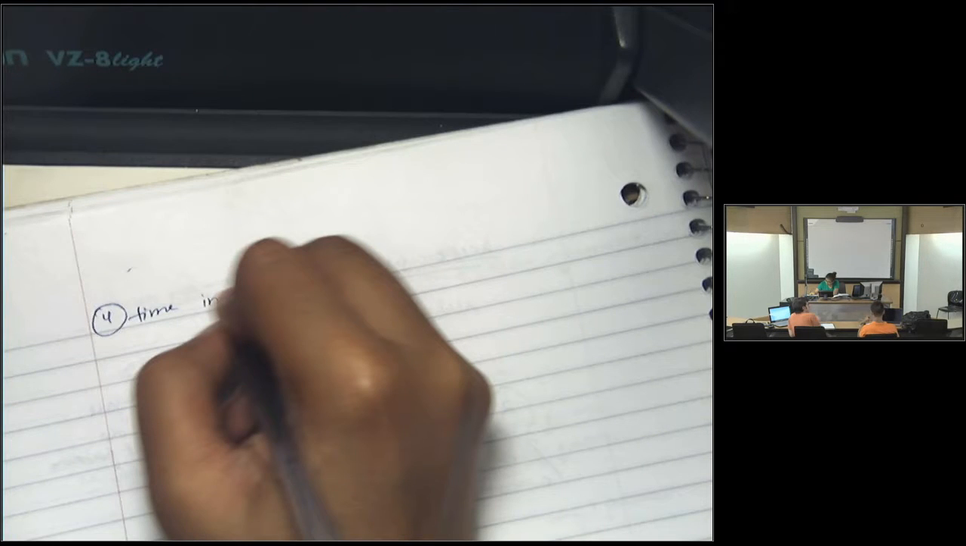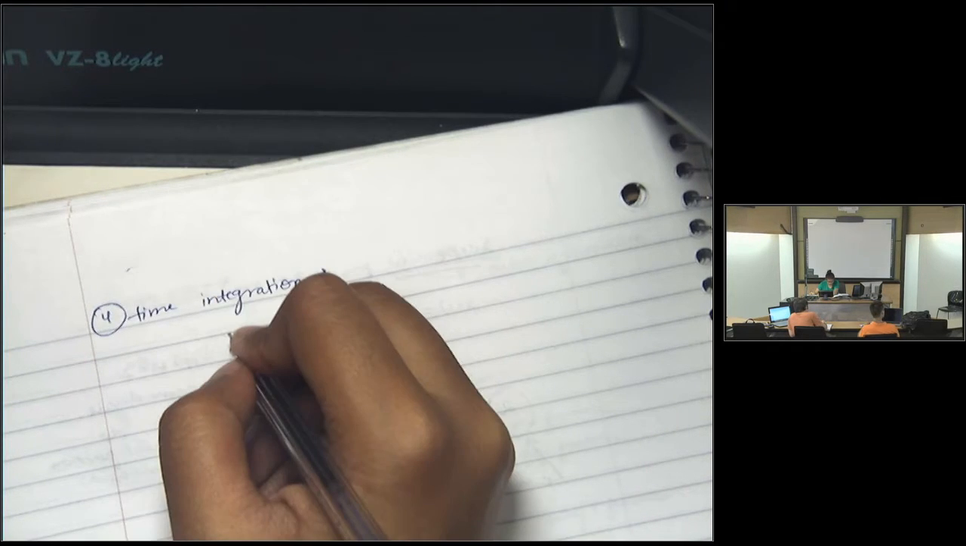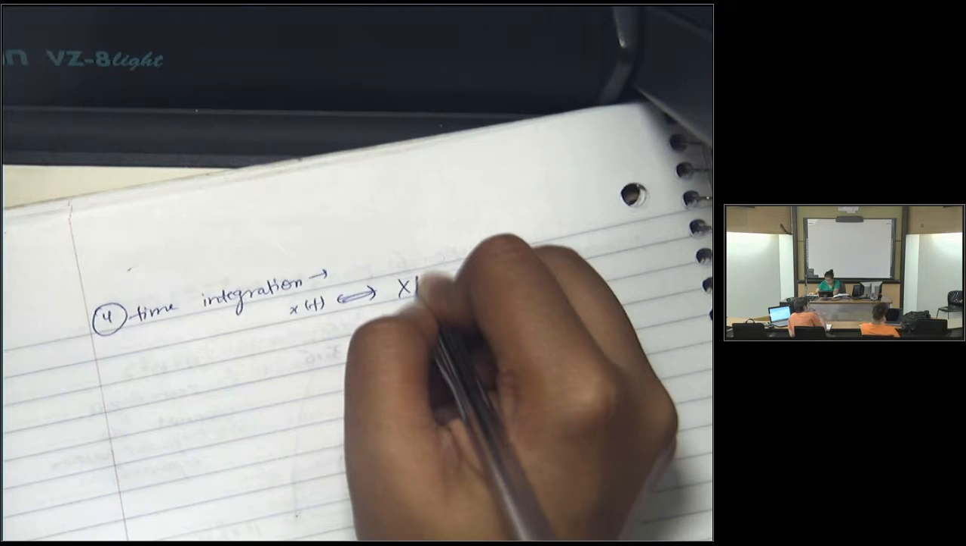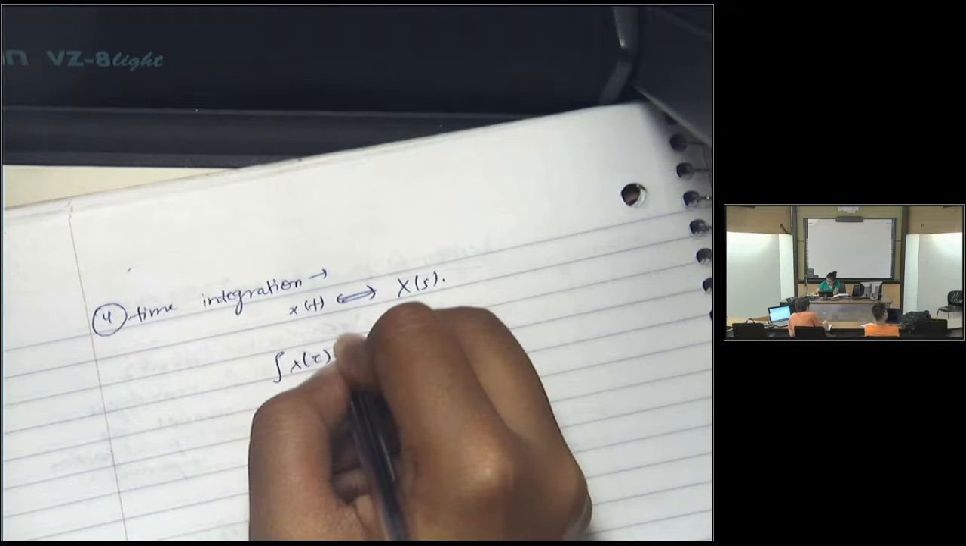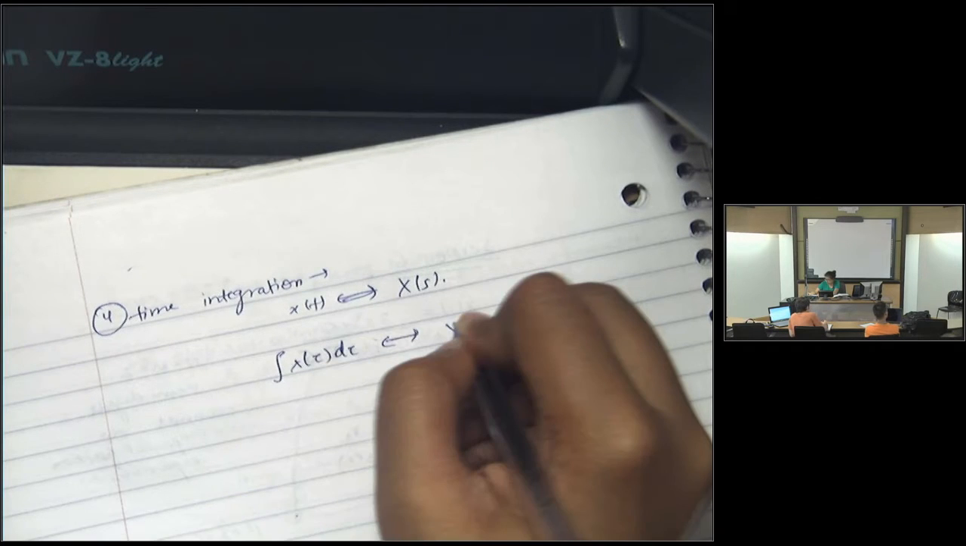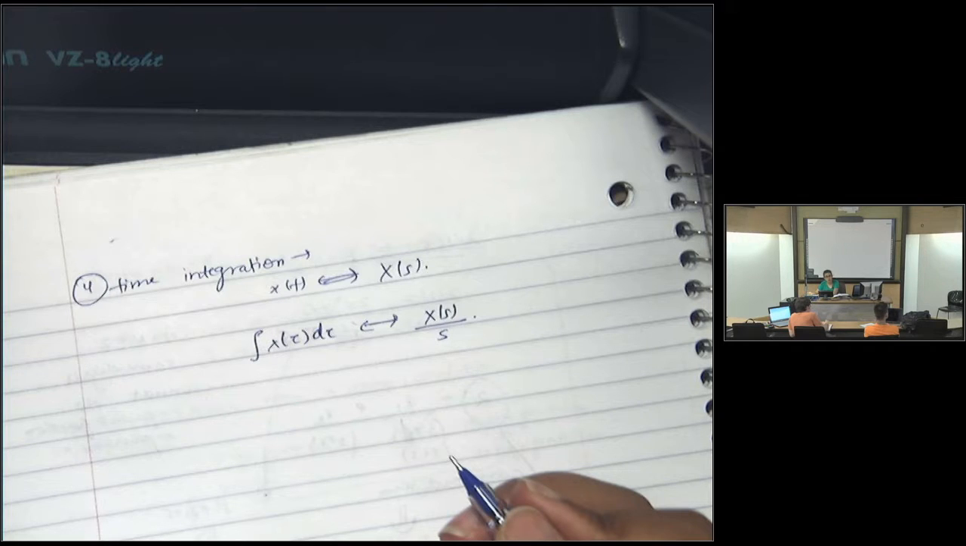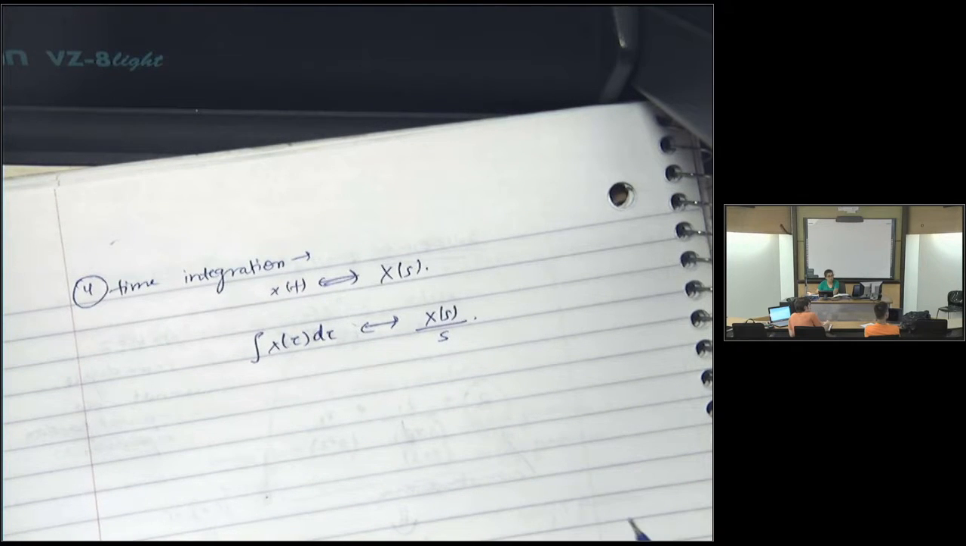So if you have a differentiation property, the integration property is next. Time integration. So x of t has a Laplace transform x of s. Then what is the Laplace transform of the integral of your function? It is just x of s over s. So differentiation you multiply with s, integration you divide by s. You can remember it that way.